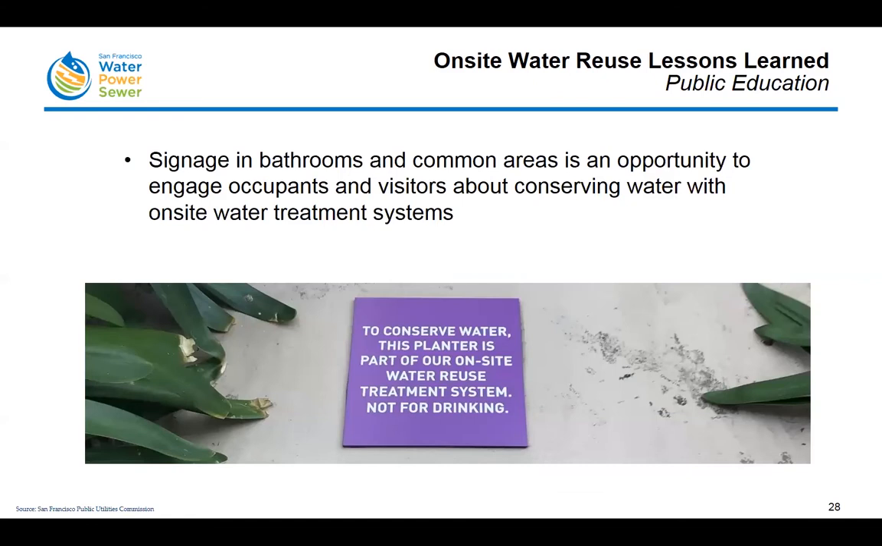Additionally, signage in bathrooms and common areas is a great opportunity to engage with your building occupants and visitors about the value of water and about the value of conserving water with an on-site treatment system. While there are specific requirements around signage and what you have to say on signs, we've found there's a way to phrase them that is really more about educating the public and engaging with them. This picture is from our building's signage near our wetland treatment system that says, "To conserve water, this planter is part of our on-site water reuse treatment system, not for drinking."